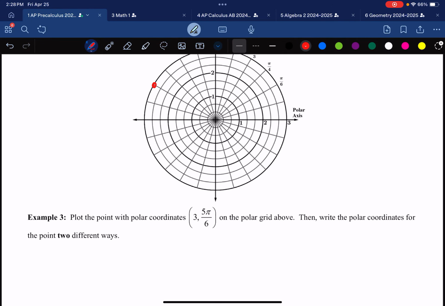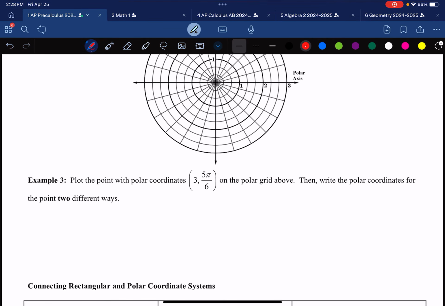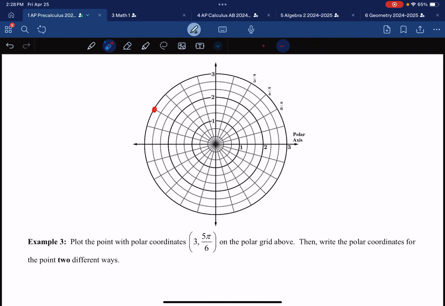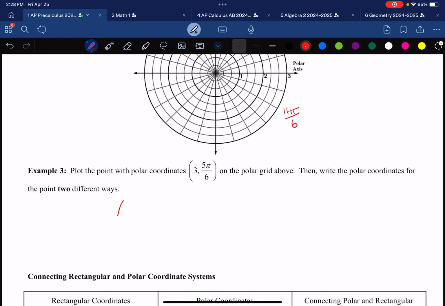I don't have a name for you. Maybe it's Bobette. And then I want to find new different ways of writing that. So I like the way of going this direction over here and then doing a negative answer. So this angle right here is 11 pi over 6. So I'm going to say my first answer is I rotate 11 pi over 6, and then instead of going a positive 3, I'm going to go a negative 3 and go backwards. So negative 3. That's a cool way of doing it.